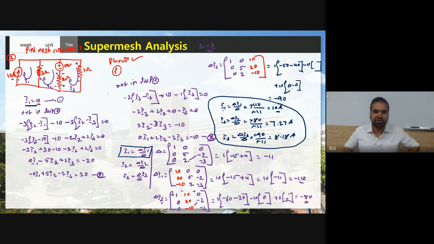So this is the procedure for mesh analysis. And by using this mesh analysis, you can find the mesh current. Once you know the mesh current, it is very easy to find any unknown parameter in the circuit. Suppose what is the current at 1 ohm? See, as per your assumption, what current is flowing? I3 current. So what is the current at 1 ohm? I3. So what is the I3 current? As per our calculation, 8.18.